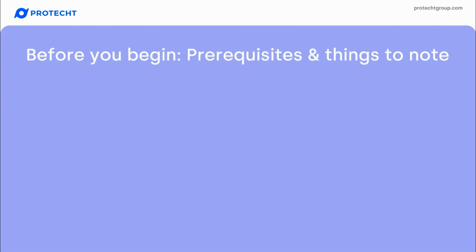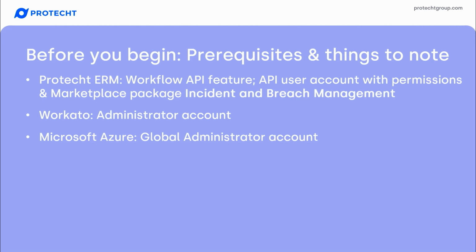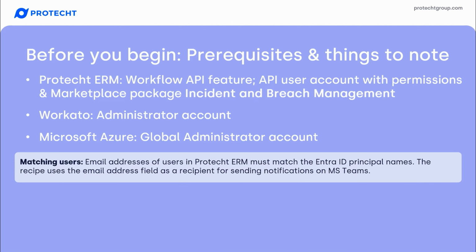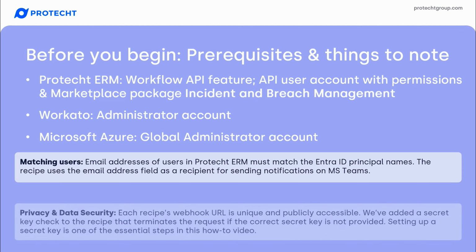Now, before you begin, there are a few key things to note. We're providing this content to help technical users implement integrations using RESTful APIs and an iPaaS platform. You will need administrator level access and skills in Workato, Protecht ERM and Microsoft Azure. In Protecht ERM, the Workflow API feature must be enabled. We'll check for this at the beginning of the next section. You'll need the Incident and Breach Management Marketplace package, as well as a user account with permissions for workflow and API access. Note also that email addresses of users in Protecht ERM must match the Entra ID principal names.